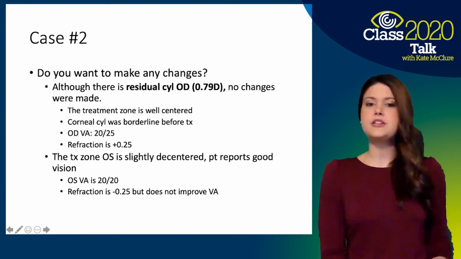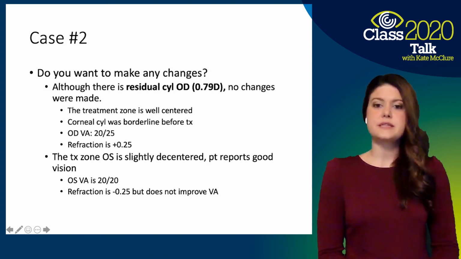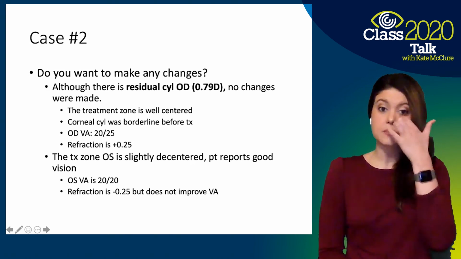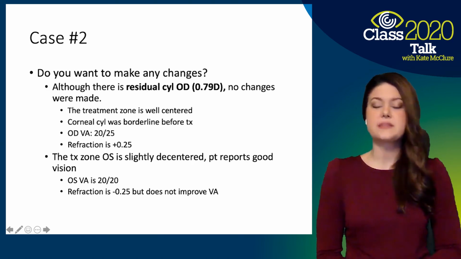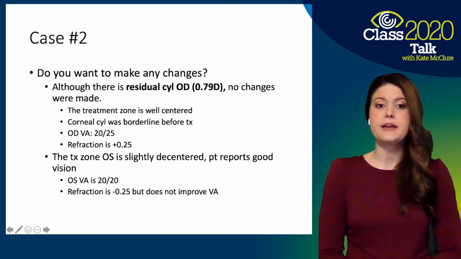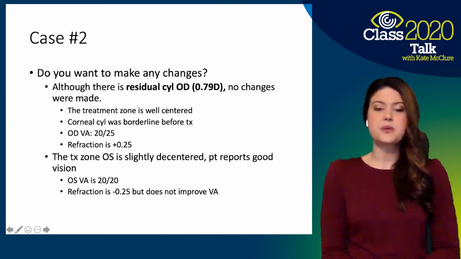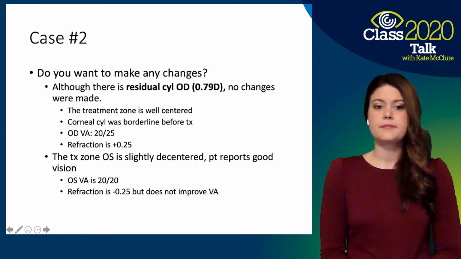So, do I want to make any changes to this fit? Now, there was residual astigmatism in the right eye. However, that treatment zone is fairly well centered, and the corneal astigmatism was borderline treatment, and he did have a little bit more corneal astigmatism in the right eye pre-treatment than he did in the left. His vision is 20/25 in the right eye, and there is only plus a quarter over refraction. So for these reasons, I didn't really want to change the right eye at the moment.